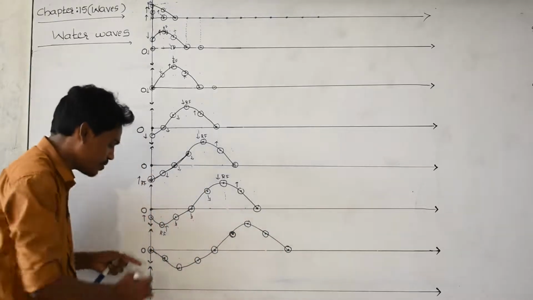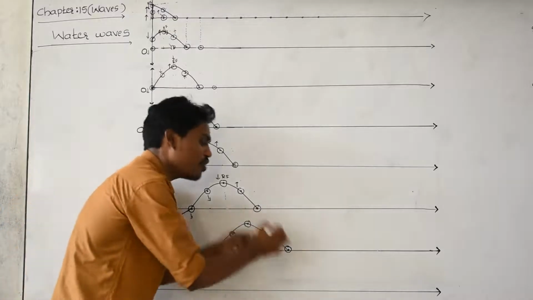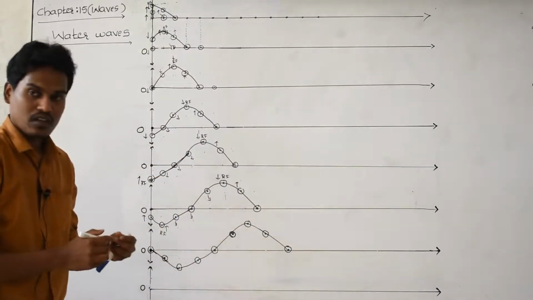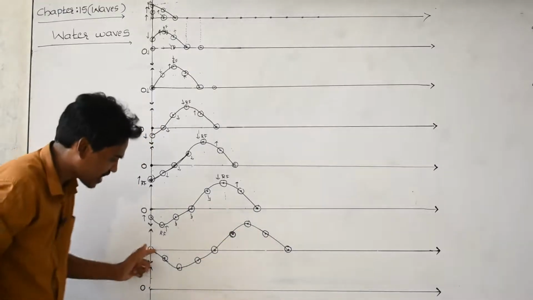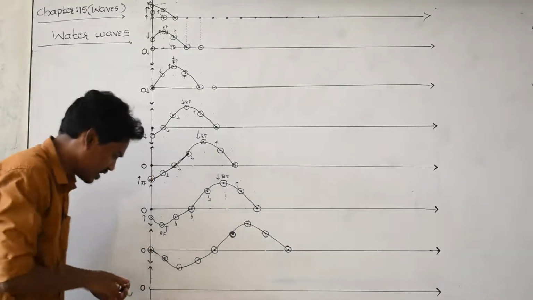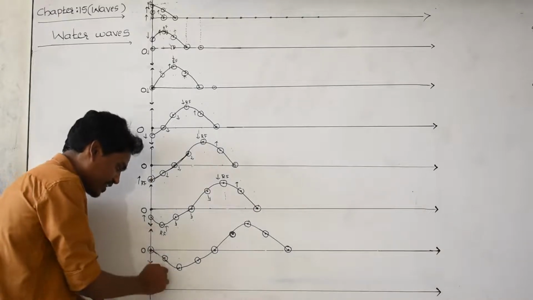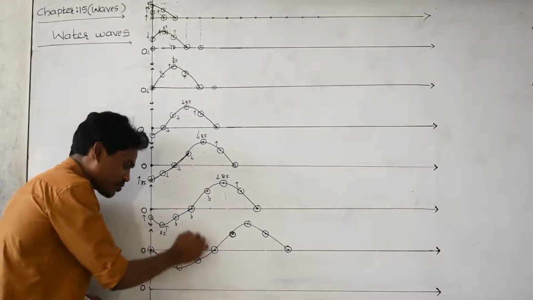See the nature of the wave. You are getting a wave finally. This is all water. Inside the water, these are water particles. It is vibrating here. It is vibrating here. It is vibrating about its mean point.